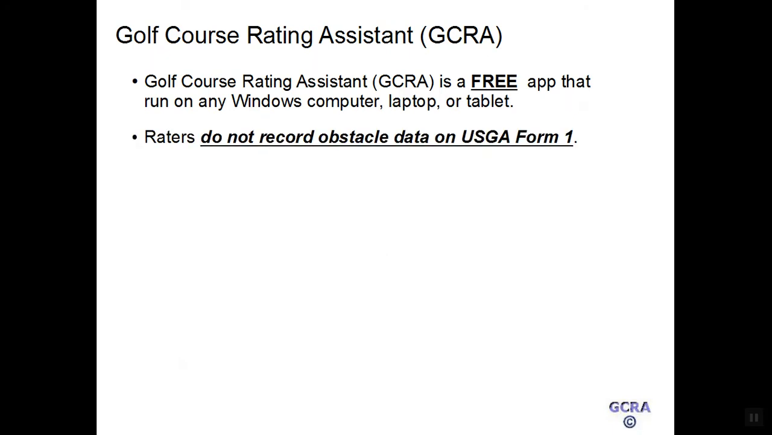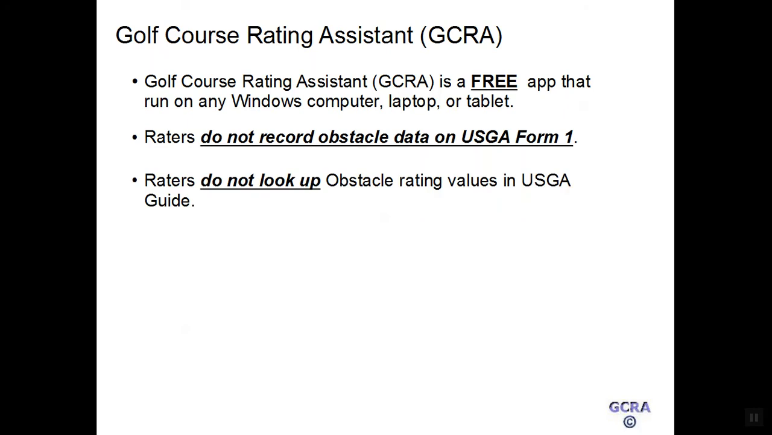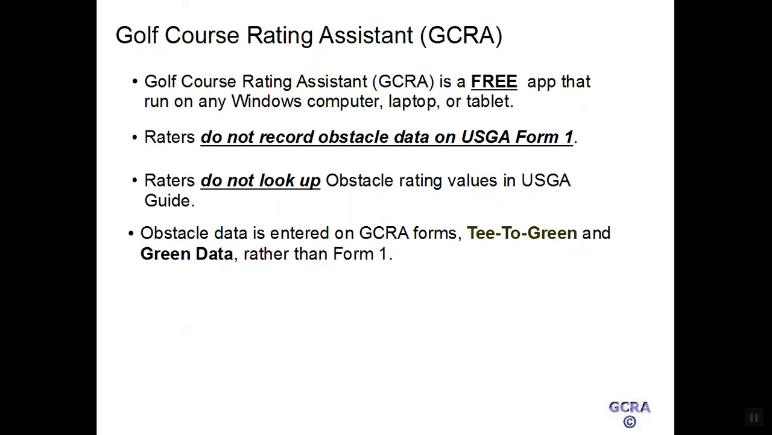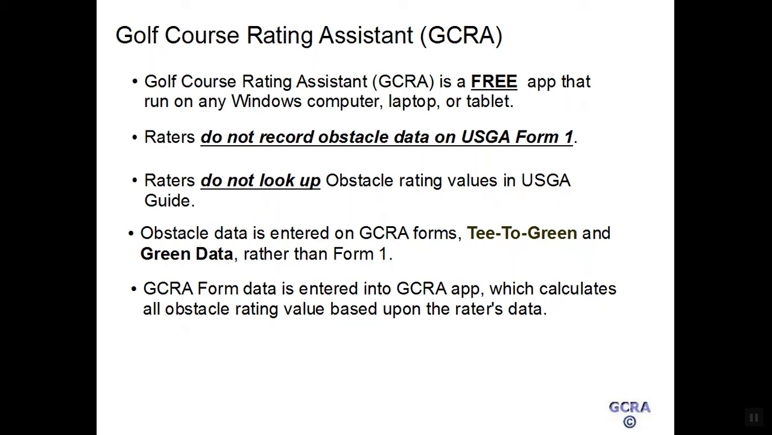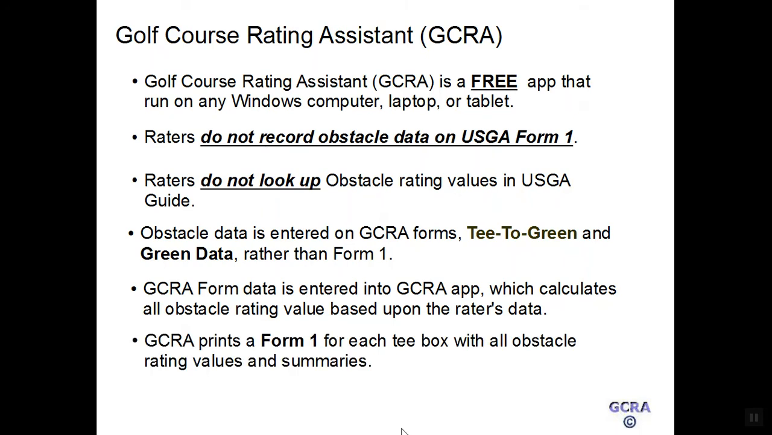Raters do not record obstacle data on the Form 1, and they do not look up obstacle ratings in the USGA guide. The data goes on to two forms, tee to green and green data form, rather than just one form. GCRA's form data is entered into the GCRA app, which calculates all obstacle rating values based upon the rater's data. It then can print a Form 1 with everything on there, and it can either be used to enter data into the USGA course rating program online, or sent to your golf association for them to do the same thing.